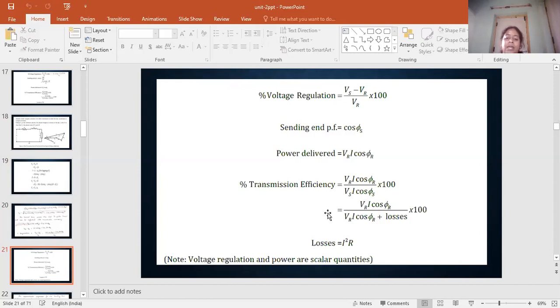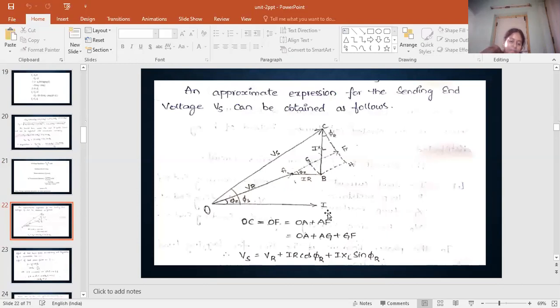Okay, and another method, the third method, is from the representation of the phasor diagram. You can write one single-line equation. Okay, this is approximate, not exact values. This is the approximate expression for the sending end voltage Vs that can be obtained from the phasor diagram. Okay, this is the third method. These three methods are for finding the sending end voltage in short transmission lines.